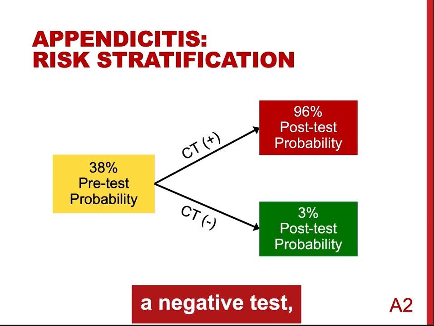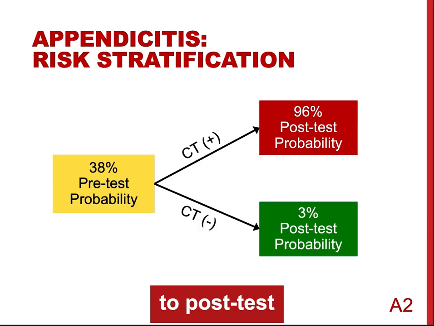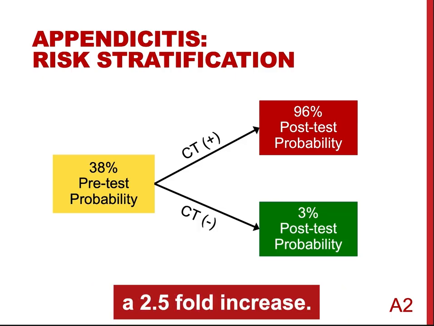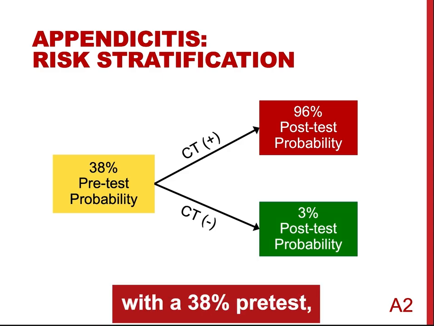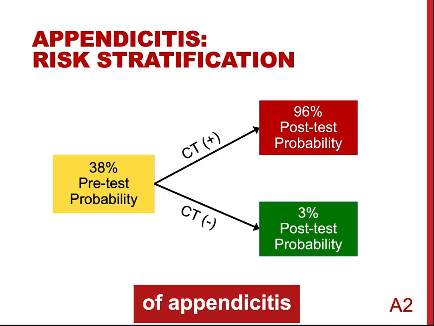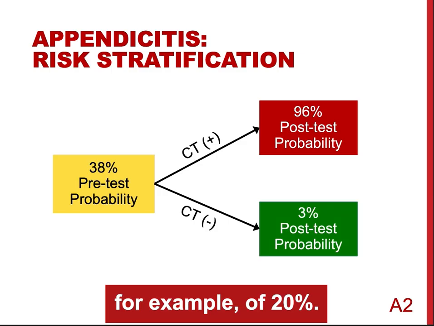In this study, a negative test, a 13-fold decrease, changes pretest probability to post-test probability more than a positive test, a 2.5-fold increase. Unfortunately, predictive values only apply to patients with a 38% pretest probability of appendicitis. The predictive values can't be used to determine the post-test probability of appendicitis in a patient who has a pretest probability, for example, of 20%.